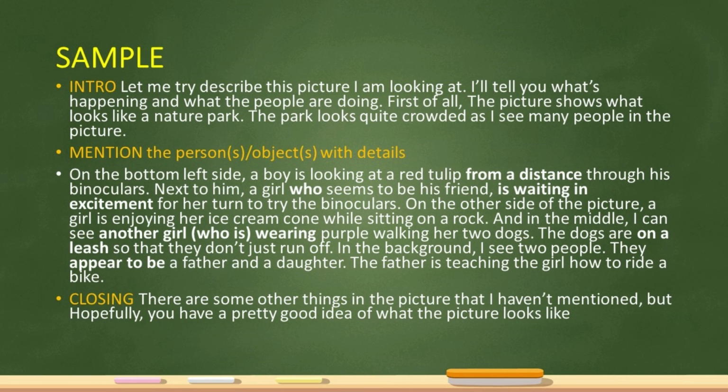In the background, I see 2 people. They appear to be a father and a daughter. The father is teaching the girl how to ride a bike. There are some other things in the picture that I haven't mentioned, but hopefully you have a pretty good idea of what the picture looks like.